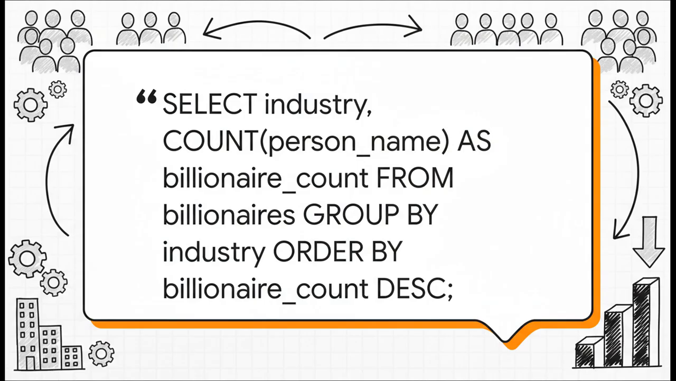Now, this query looks a little longer, but it's totally logical. We select the industry, and then we use count to count the people. We also rename that new column to billionaire count, just to make it clearer. But the real magic is group by industry. That tells SQL, first, put everyone into buckets based on their industry, then count them up. The order by at the end just puts the biggest industries at the top of our list.